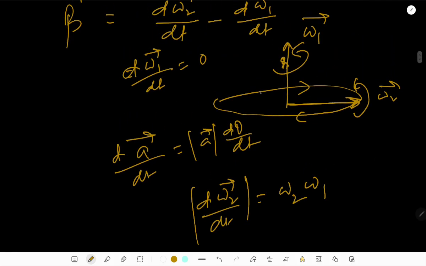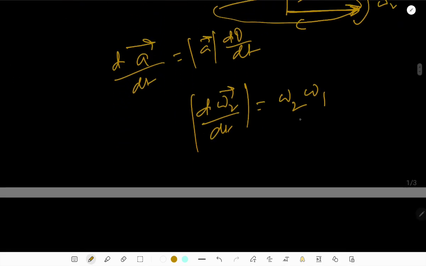ये खुद ऐसे रोटेट करता, तो उसके रिस्पेक्ट में ये उसका उल्टा रोटेट करेगा, omega 1. So its magnitude is omega 2 multiplied by omega 1, and you got the value magnitude of d omega by dt, and we solved this problem as well. There is nothing else to solve now. So the answer, I found the answer. You watch this video again.